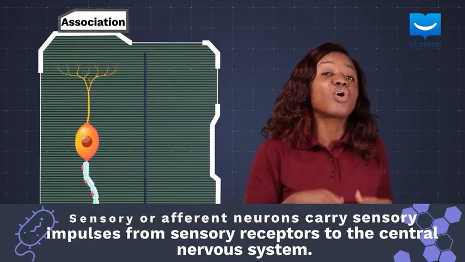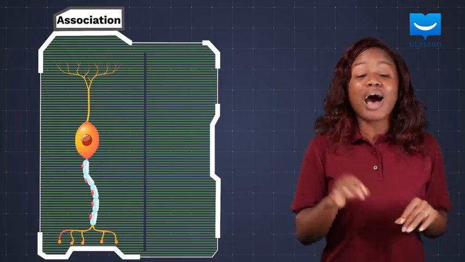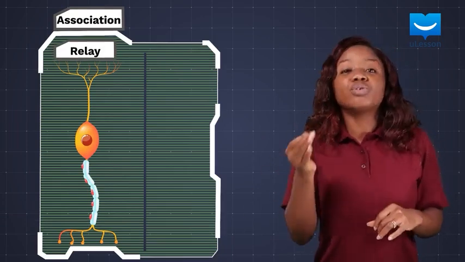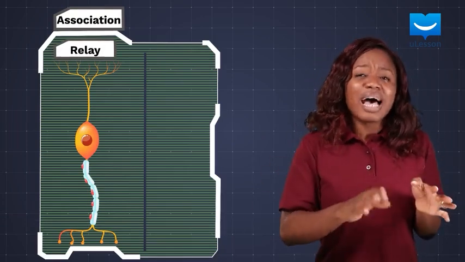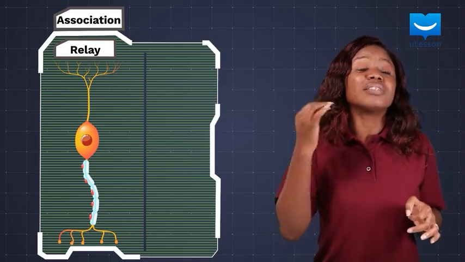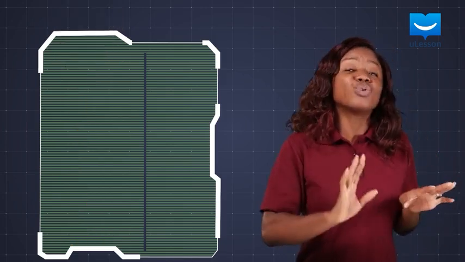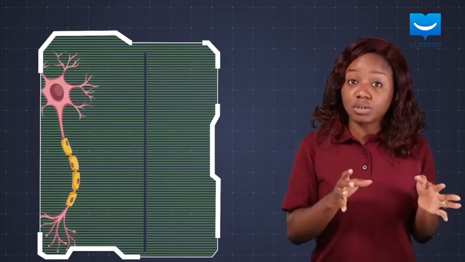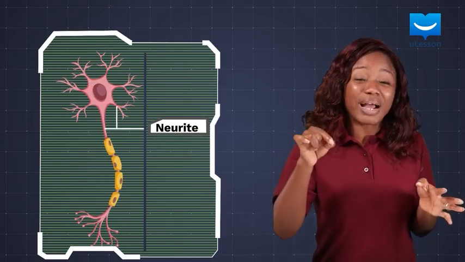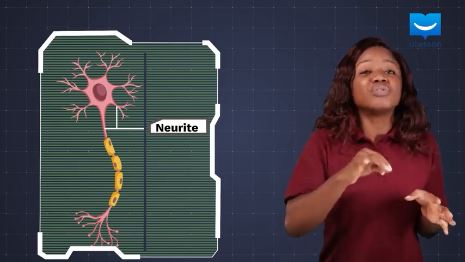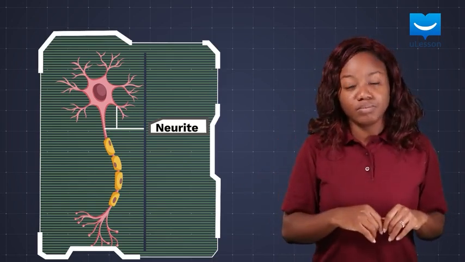The other neurons, called the association neurons, are also called relay neurons. They connect motor nerves and sensory nerves, and they transmit impulses within the central nervous system. Neurons can also be classified based on their structure, that is, the number of neurites on the neuron. Neurites are projections on the neural cell body.